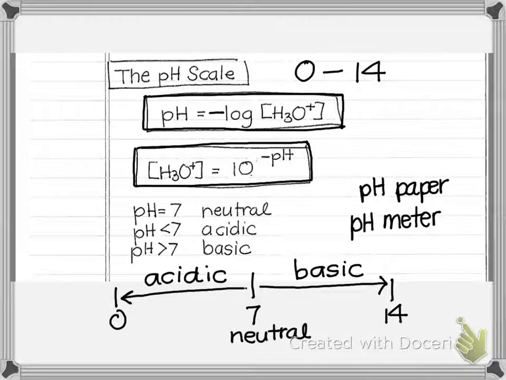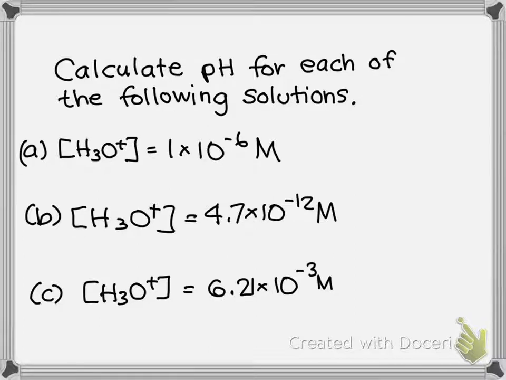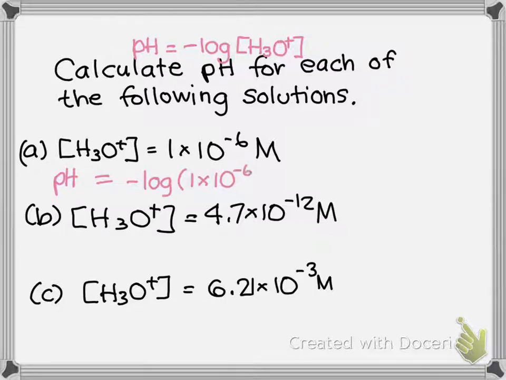So one of the things that we have to be able to do is to convert an acid concentration into a pH. To do this, we use our calculators along with the equation that pH is equal to the negative log, it's log base 10, of the acid concentration. So let's look at letter A. pH is equal to the negative log of 1 times 10 to the negative 6. Plugging this into your calculator, you would find that the answer is 6.